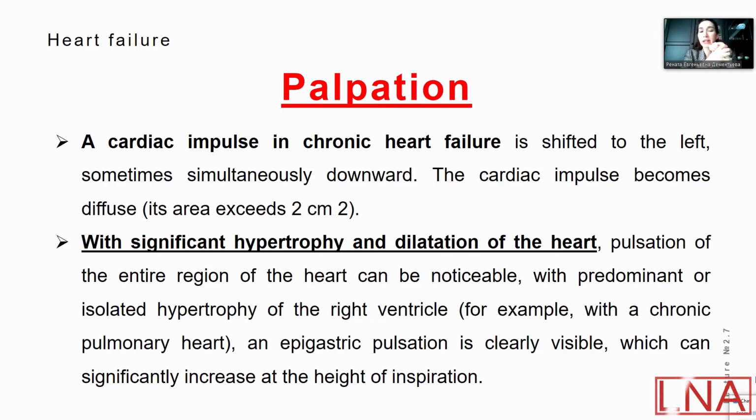With significant hypertrophy and dilatation of the heart, pulsation in the anterior region of the heart can be noticeable, with predominant or isolated hypertrophy of the right ventricle, for example, with chronic pulmonary heart. We can assess this pathological pulsation in the region of the cardiac impulse above the projection of the right ventricle, and pathological pulsation in the epigastric region due to right ventricular dilatation, which is more significant at the height of inspiration due to the lowering of the diaphragm.